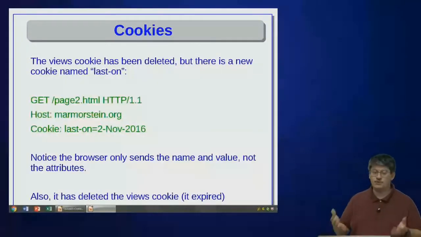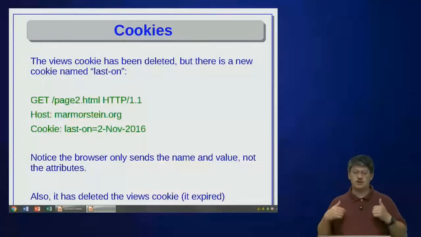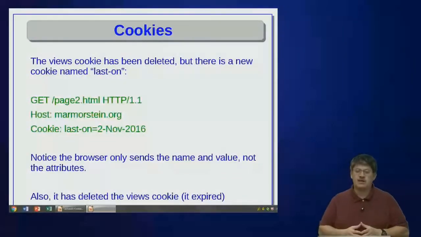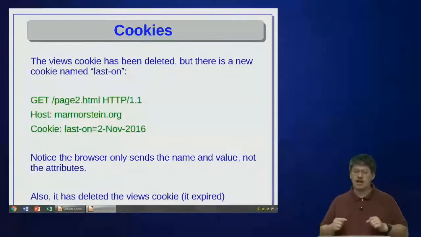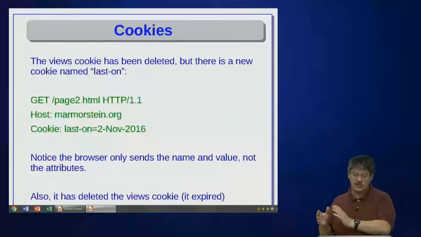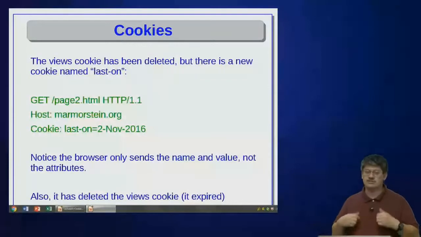So the views cookie has now been deleted, but we've created a new cookie named last on. And now, every time we send a request to that web server, to marmerstein.org, such as this one, where I'm getting page 2, we're going to send a cookie header. But we're not going to send the views header because that's been deleted. We're only going to send a cookie for the last on cookie, and we're going to say last on is 2nd November 2016. Notice that we don't send the attributes.